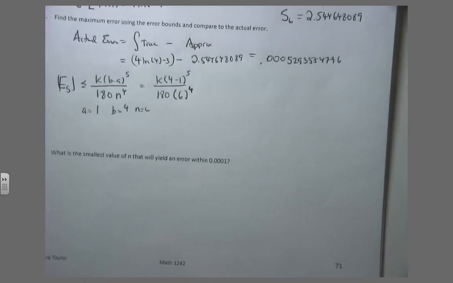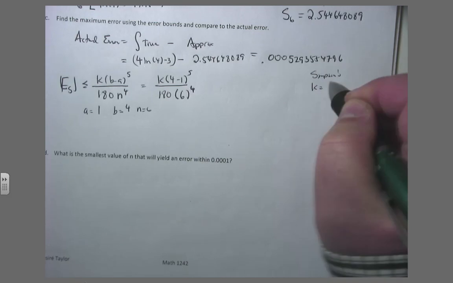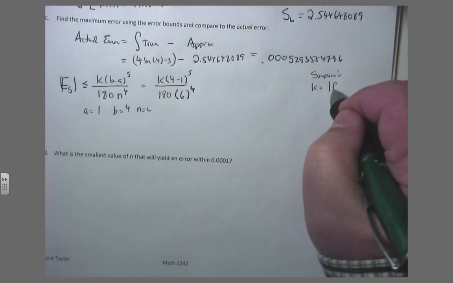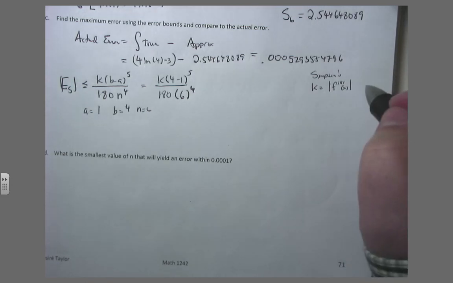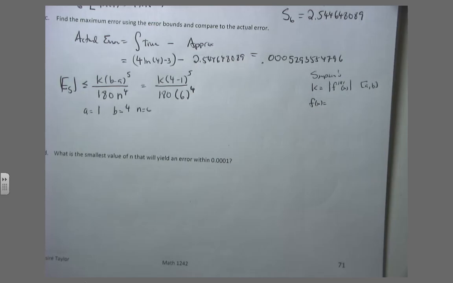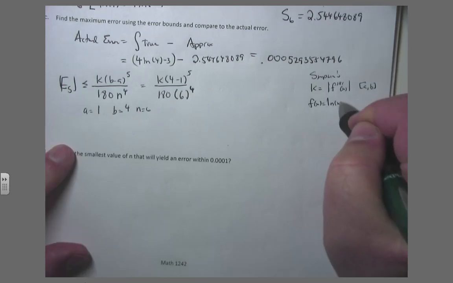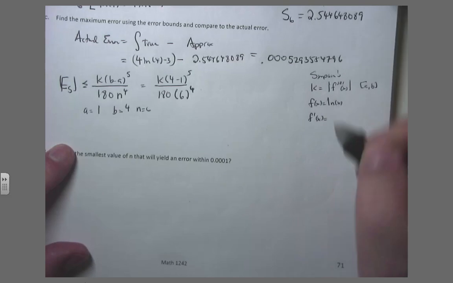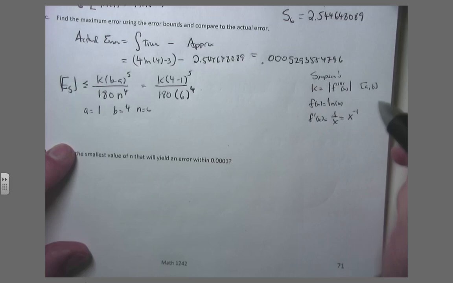How do I find what K is? For Simpson's, K is equal to the absolute value of the 4th derivative, right? Over the interval between A and B. So I've got to find the 4th derivative. What's my function again? What was my function that we were trying to integrate? Natural log of x. Here we go. What's the first derivative? Let's differentiate natural log of x. 1 over x, but that's also the same thing as x to the negative 1.